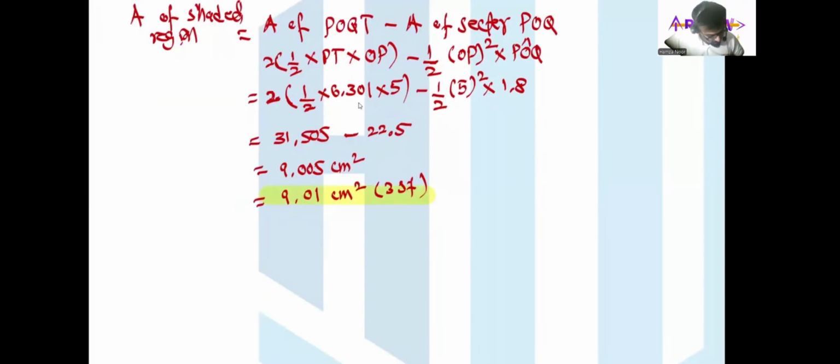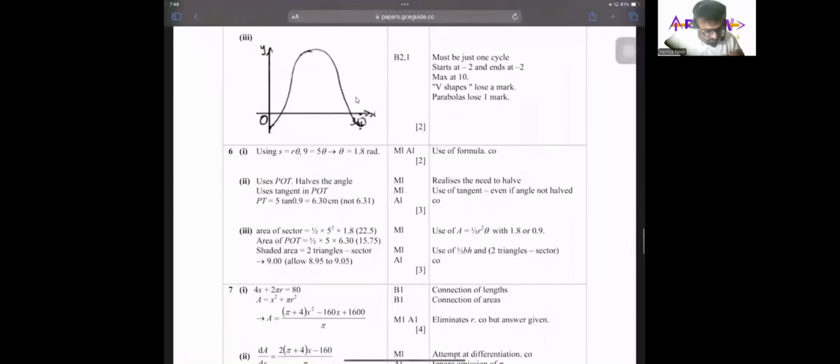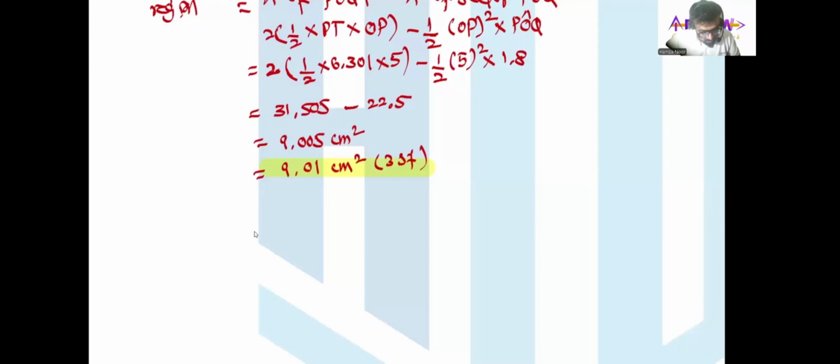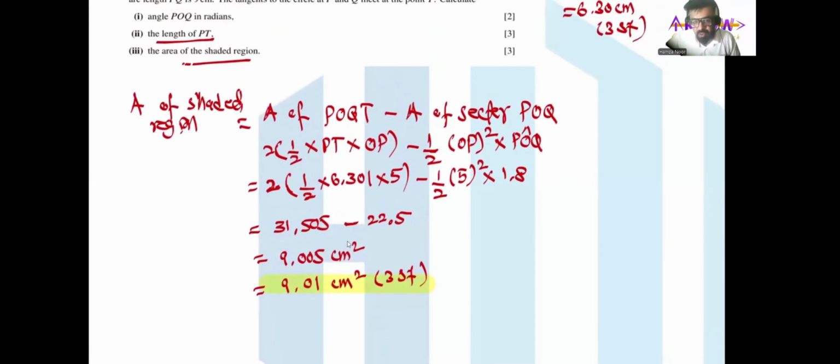As per the marking scheme, we can see that any value in this particular interval is acceptable for this answer. They have taken the length PT as 6.30, while I've taken the value correct to four significant figures for PT in the further calculation, to avoid any premature approximation, so that is also fine. This value is acceptable as per the marking scheme. So this was question number 6 of the handout.